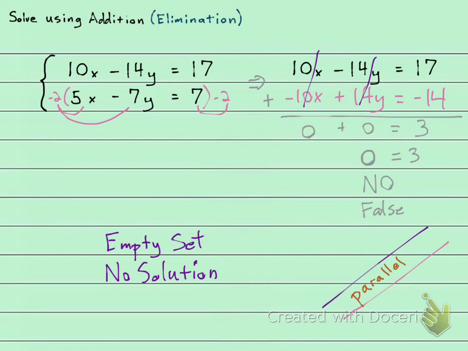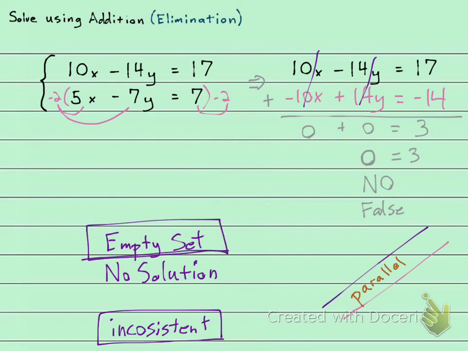Now, they also call parallel lines inconsistent. Okay, so you may see that also. If they were right on top of each other, they would call that dependent. If the lines coincided, but since these lines don't touch, they are inconsistent. So my answer here is empty set, and the lines are inconsistent.